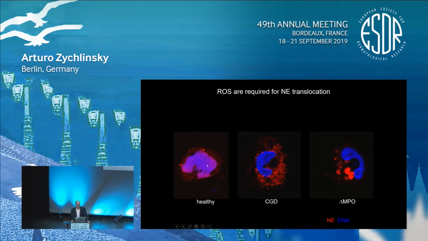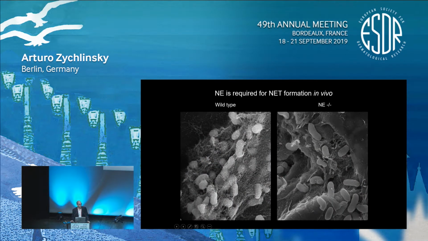So if we stain healthy donors, we see the migration of the elastase to the nucleus, but in CGD patients and in MPO deficient patients, the elastase is kept inside the granules. And elastase is essential for NET formation. This experiment is one of the few experiments I'll show you that we did in mice. There are elastase deficient patients, but they have a different phenotype. That is, they don't make neutrophils.